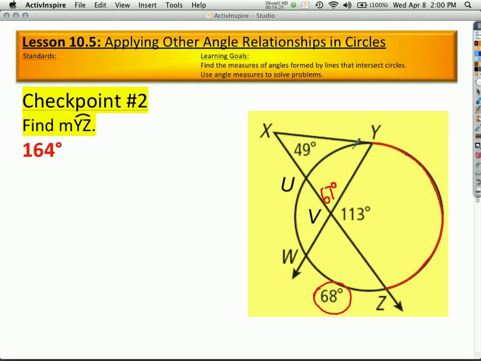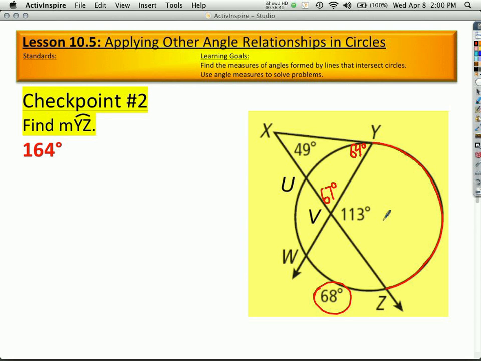I did not do that, but you subtract 49 and 67 from 180. That's right. And so what does this angle come out to? Oh, you did it differently. I'm sorry. It comes out to 64. I apologize. I didn't mean to put you on the spot like that.